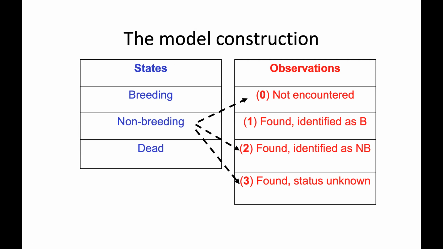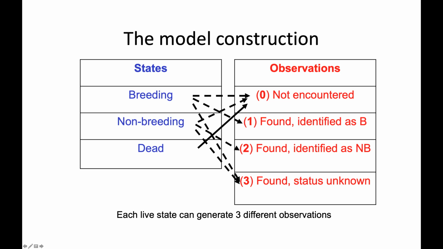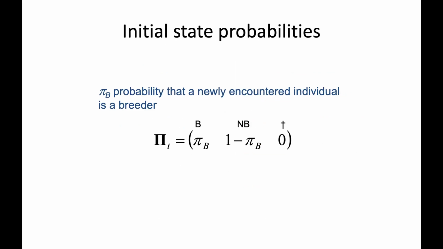Okay. Now, if you are a non-breeder individual, again, you can have the 3 possibilities: not encountered, found and assigned to the state non-breeder, or found and you don't know the status. And if you're dead, the only option, the only observation, and it's deterministic this time, is that you are not encountered. You cannot be found anymore. And each alive state can generate 3 different observations, okay? Either non-encountered or found in the corresponding state, or status unknown.